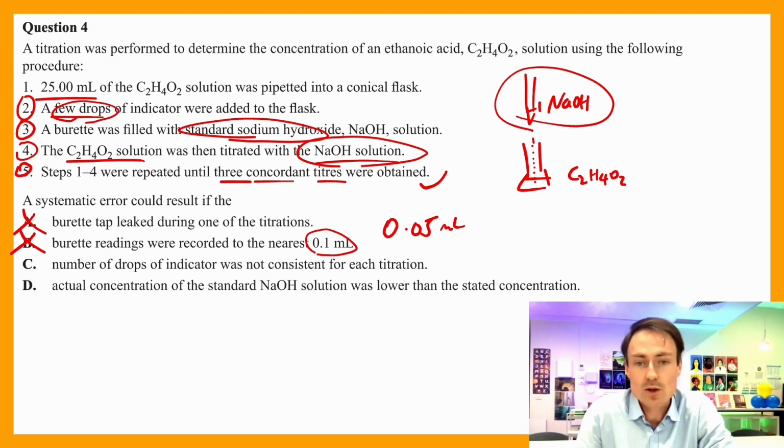Number of drops of indicator was not consistent for each titration. The only issue with that is it would again increase your random errors if you're not controlling for the exact number of drops. It would not be a systematic error, but let's keep going.